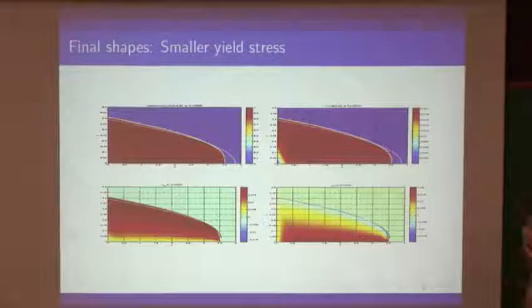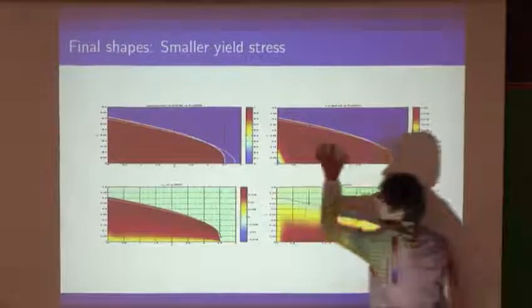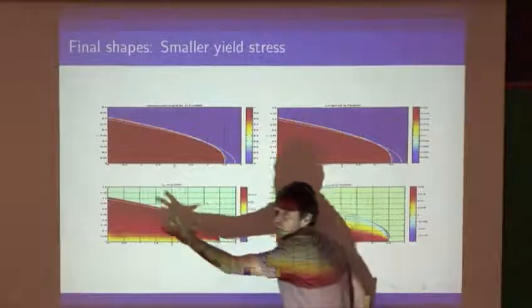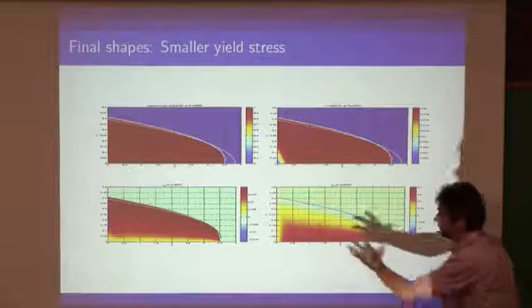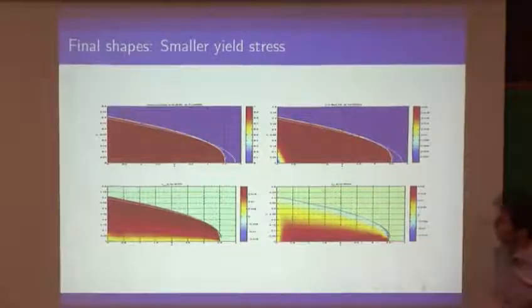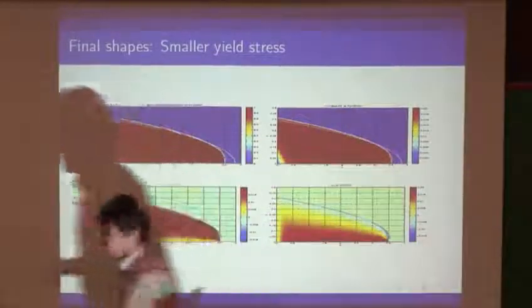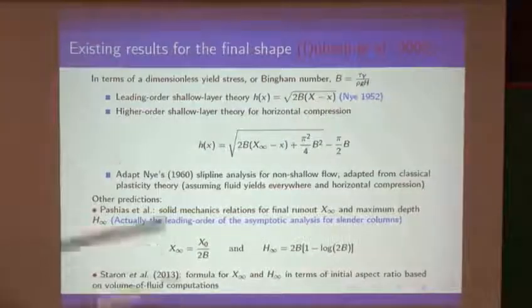So this is for a smaller yield stress. We've got the concentration field, the stress invariant. This is tau xx, that's the horizontal extensional stress, and this is the shear stress, tau xz. The curve here, that is the result there.